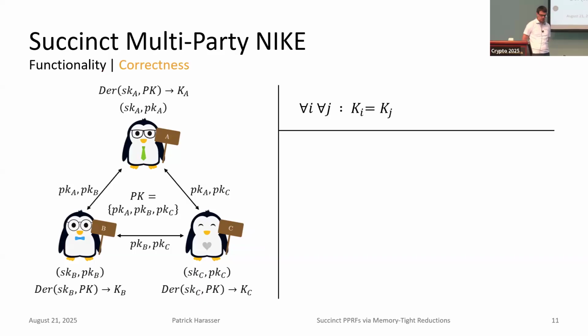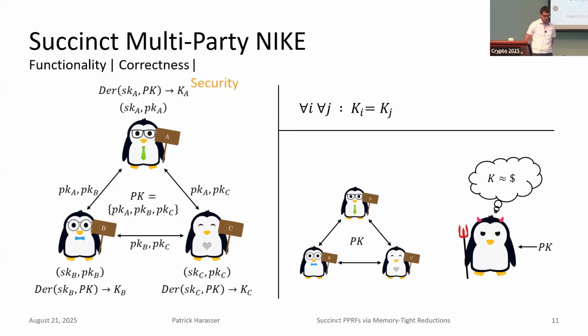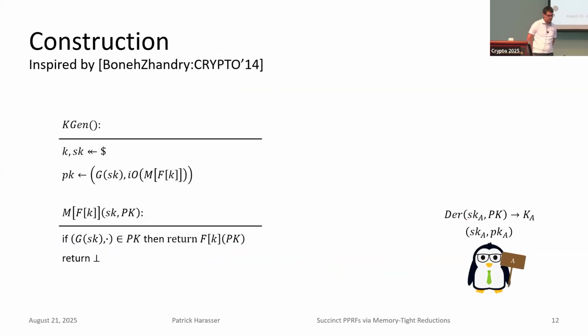Correctness in this setting is the usual requirement that whatever secret key you use, you will end up with the same shared key. And security means that if you know nothing other than the public key set, the shared key will look random. And our construction of a succinct multi-party NIKE is heavily inspired by the work of Boneh and Zhandry.